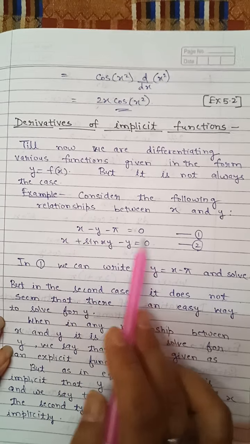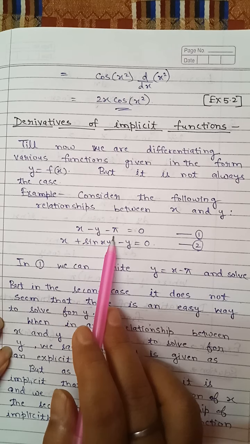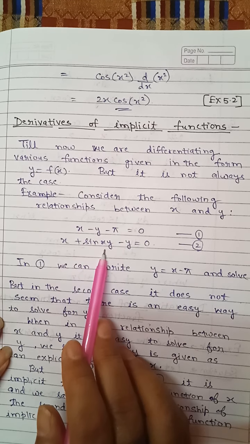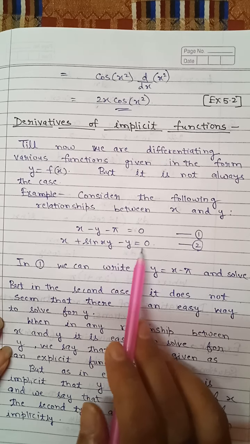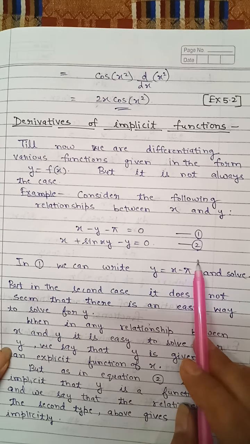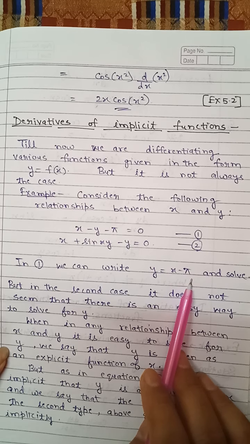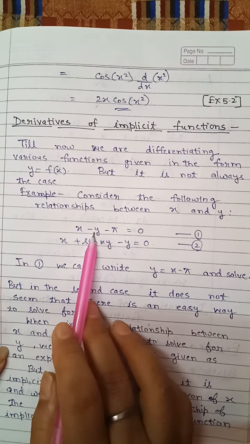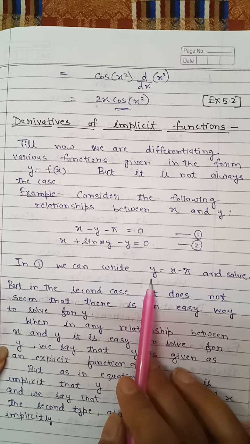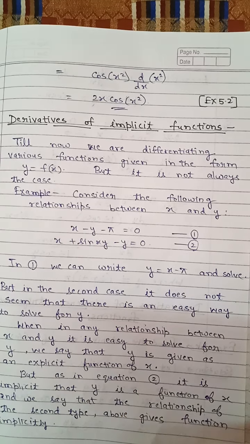Suppose this is the first equation, x minus y minus pi is equal to 0, and the other is x plus sin xy minus y is equal to 0. This is the second function. So how are we going to do this? In the first we can easily write that y is equal to x minus pi, and then we can easily find out dy by dx is equal to 1, and we can know this.